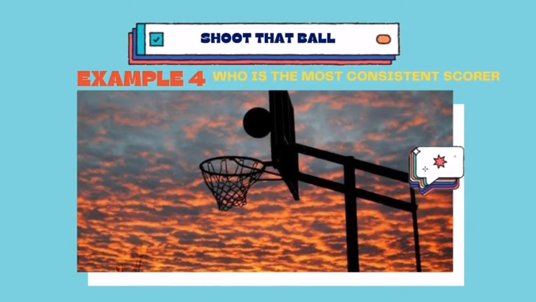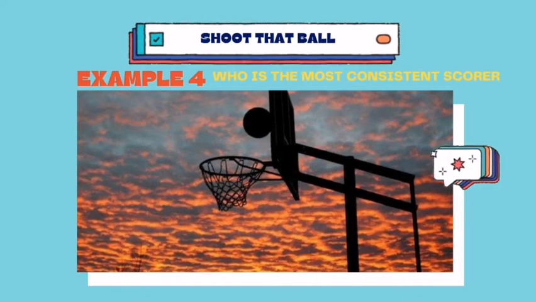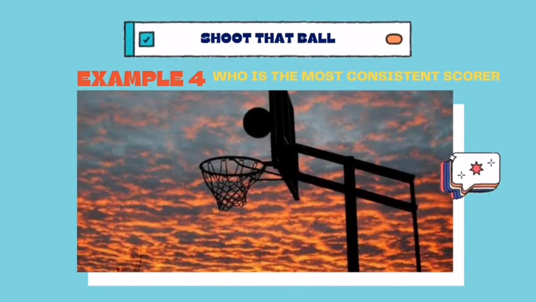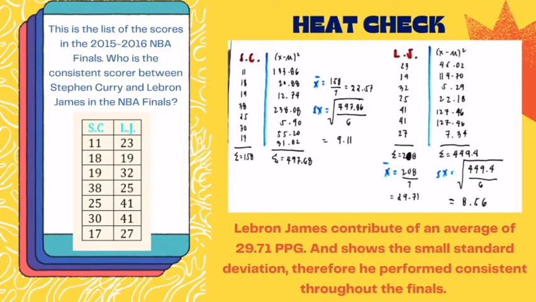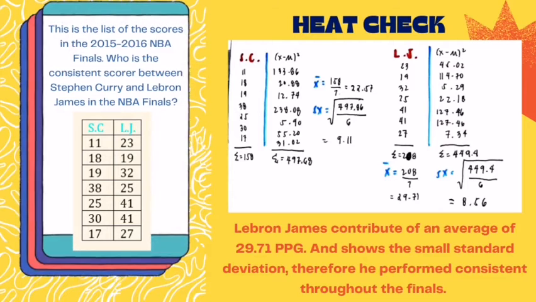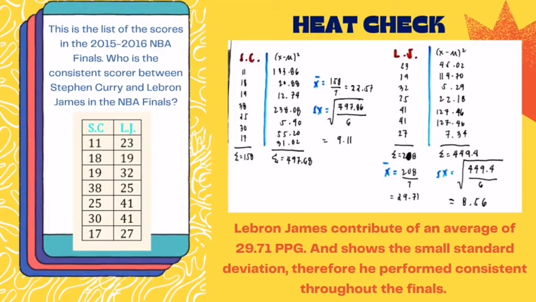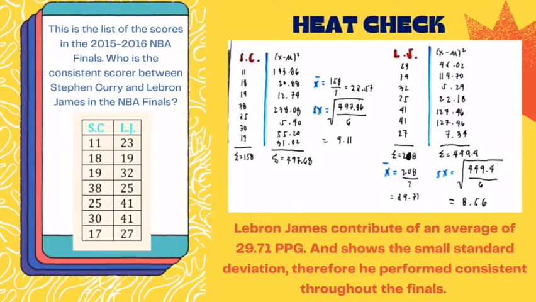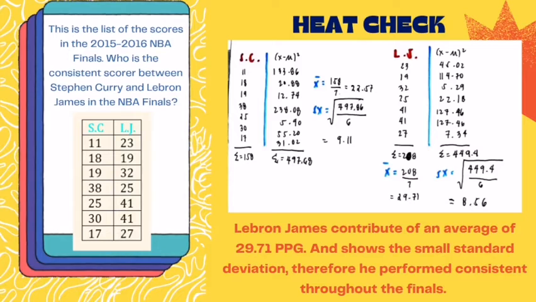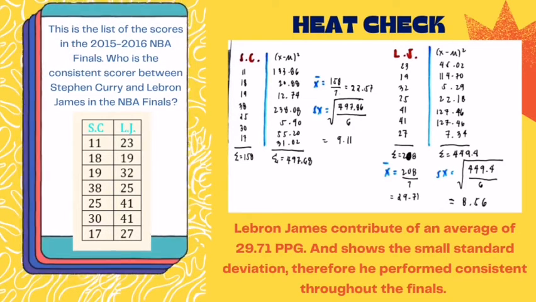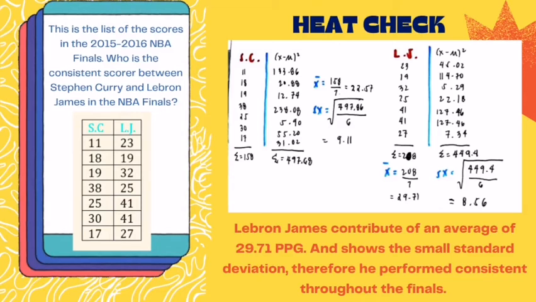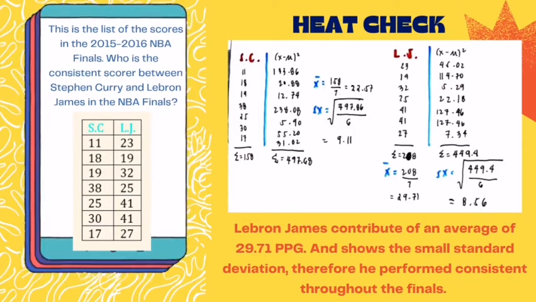Here's another example to determine who is the most consistent scorer between two star players in their teams. This is the list of scores from the 2015 to 2016 NBA Finals between Golden State's Stephen Curry and the Cavs' LeBron James. In the 7 games, LeBron James scored 23, 19, 32, 25, 41, 41, and 27, whereas Stephen Curry scored 11, 18, 19, 38, 25, 30, and 17.